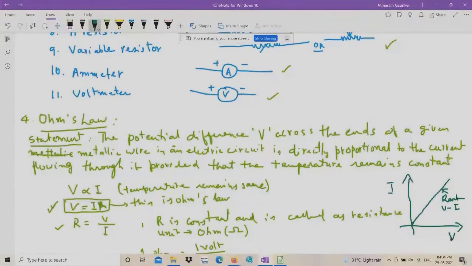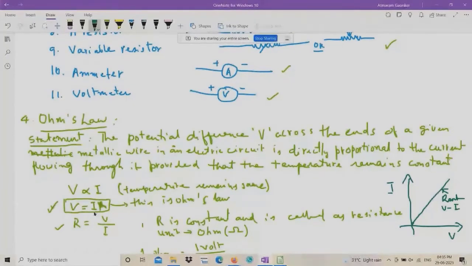So when voltage is doubled, current is doubled. When voltage is made half, current will become half. The condition is that temperature should remain constant, only then this formula holds good. When I remove the proportionality constant, it becomes V is equal to IR.